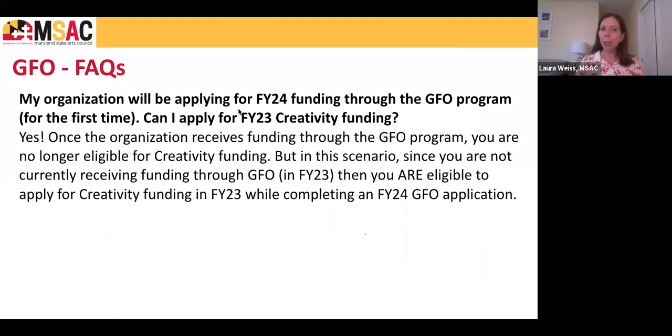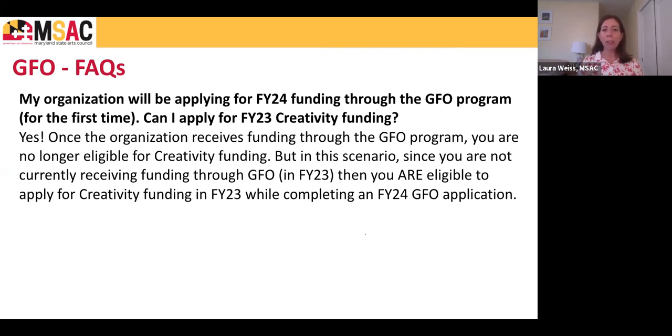This is a tricky question, and we get this one frequently: my organization will be applying for FY24 funding through the GFO program for the first time. Can I apply for FY23 creativity funding? And the answer here is actually yes, because they are in separate fiscal years.